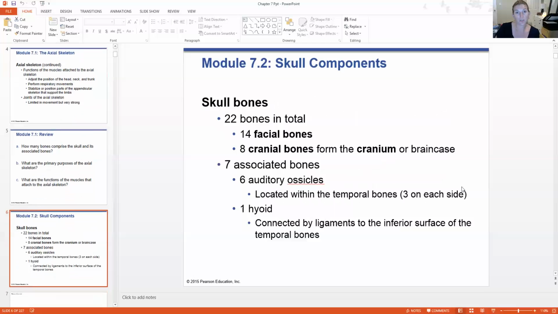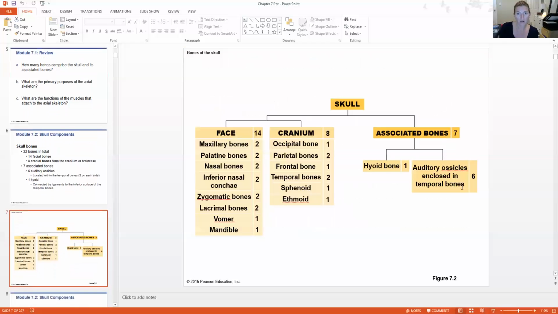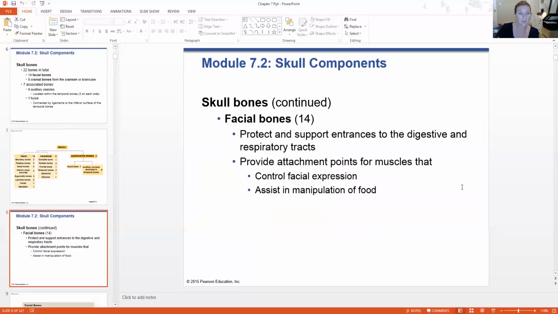Let's talk about our skull bones. I'm never going to ask you exactly how many bones are in our skull, how many bones are in our face, how many bones are in our cranium, but I might ask you what they are, or I might say which of these is not a facial bone, or which of these is not a cranial bone, etc. So here they are, again, listed for you. Do you have to know them? Yes, we'll be going over them specifically in lab over like a 3-week period.